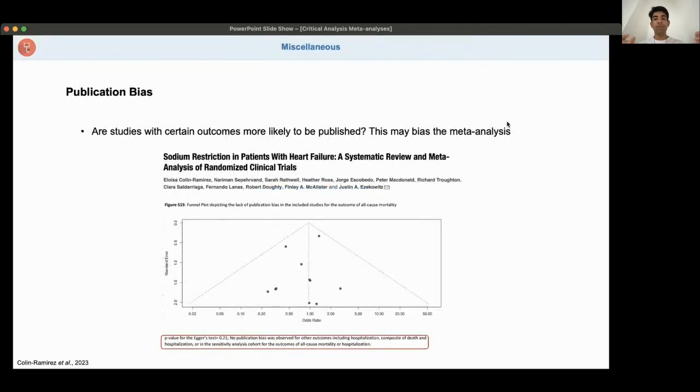Miscellaneous. Publication bias. I'm sure everyone's heard. People love to publish positive results. People don't really like to publish negative results. So often you tend to see studies which have low sample sizes and large variances and large amounts of error don't get published. And you need to check that, because if there are only positive studies published, of course your meta-analysis is going to show a positive result. But that might not be the case in reality.